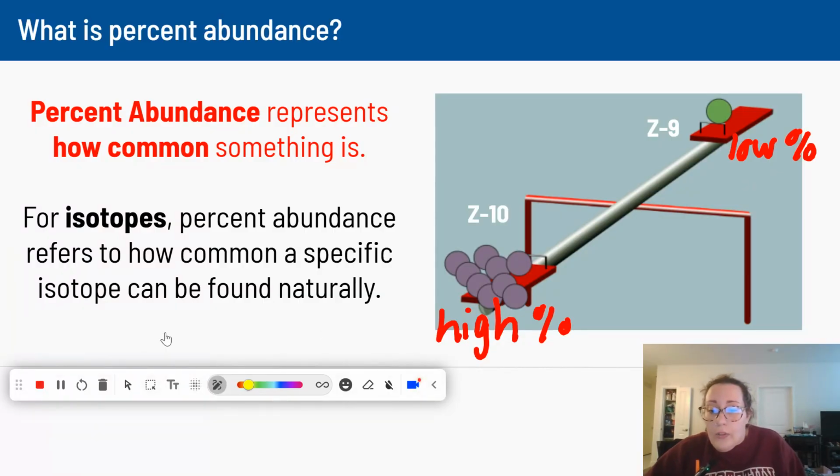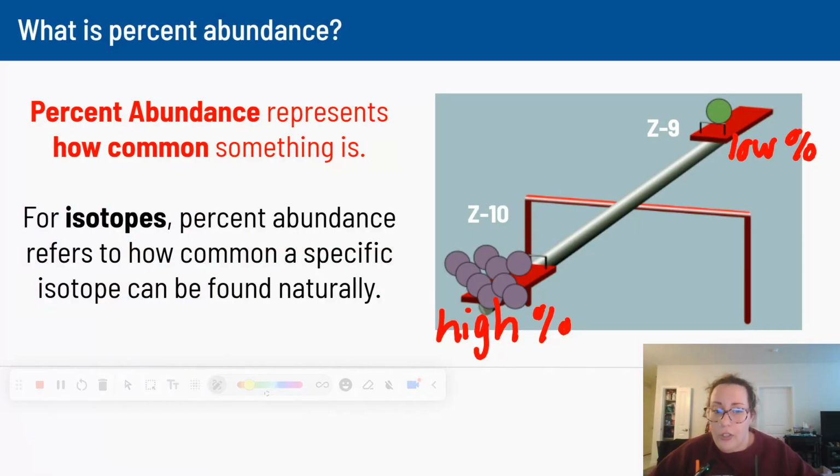If we were to think about relating percent abundance to average atomic mass, the one that we find most common is going to be closest to our atomic mass. So between Z-10 and Z-9, our average atomic mass for this unknown element should be very close to Z-10 because most of our isotopes have that mass. It has a high percent abundance.